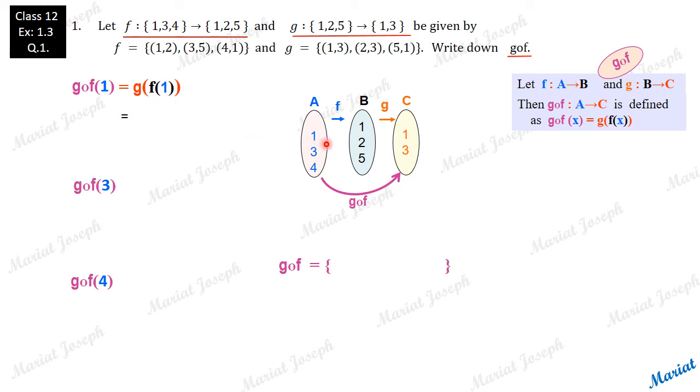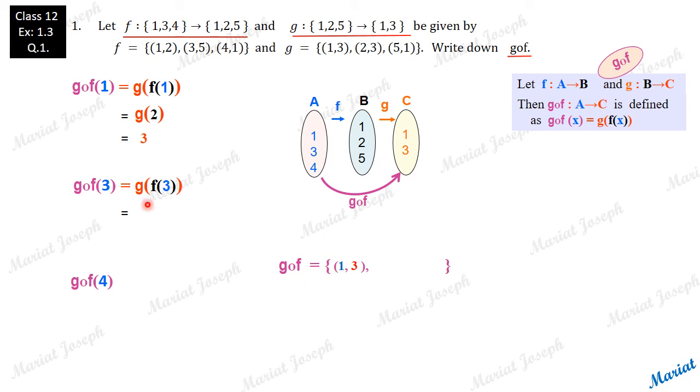Let's see what f of 1 is. f of 1 is 2. The image of 1 is 2. So here I would write 2, because f of 1 is 2. So G of 2. Now we need to get G of 2. What is the image of 2 under the G rule? 2 was related to 3. So we get the answer 3. So under the GOF rule, we got one pair, (1, 3). (1, 3) is a pair in the GOF.